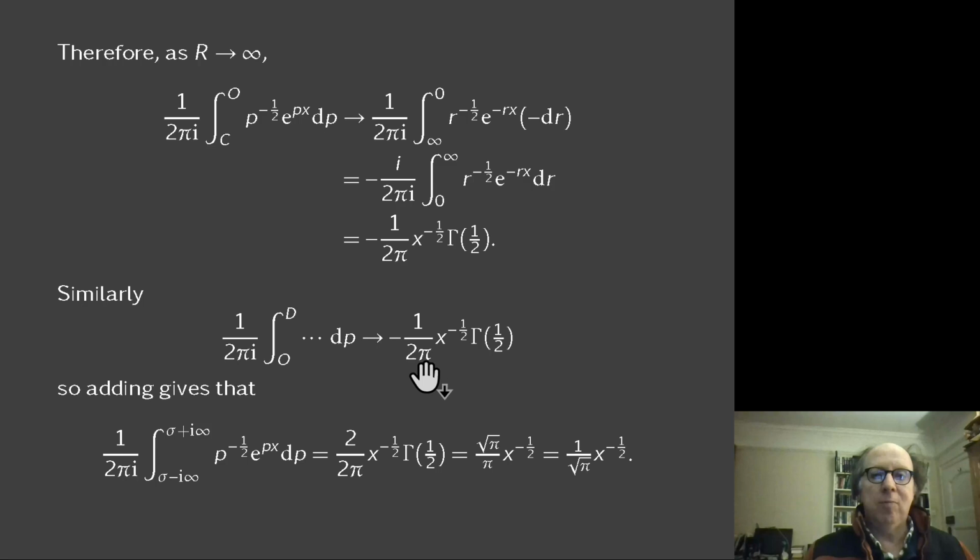And similarly, the other one gives you exactly the same thing, and so when you add them all up, the integral we want plus that one plus that one is equal to 0. So the integral we want is equal to this one plus this one without the minus signs. And that's twice over 2 pi x to the minus a half gamma of a half. Gamma of a half is root pi, so you get root pi over pi x to the minus a half, which is exactly as we expected, 1 over root pi x to the minus a half. Quite hard work doing it that way, but if you didn't know, that's how you could do it.